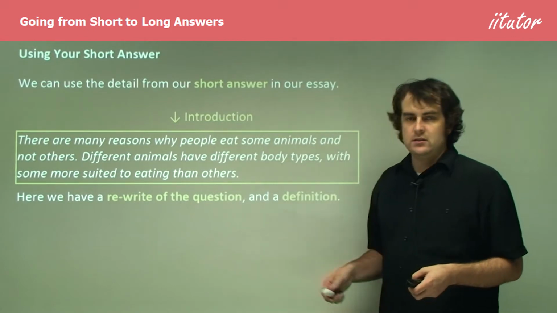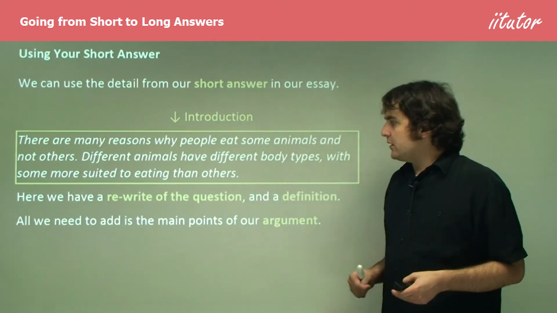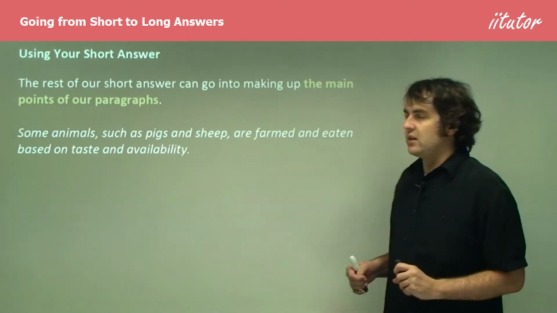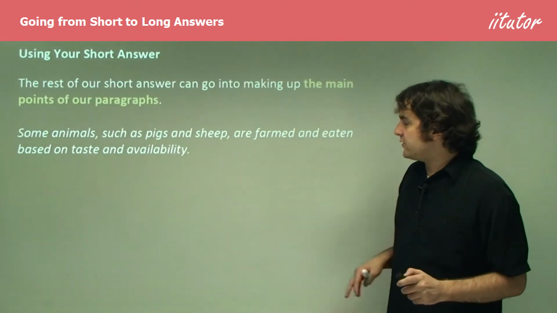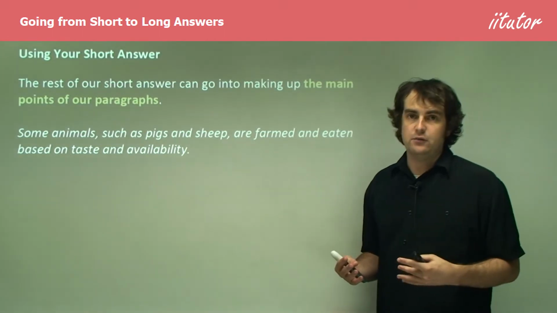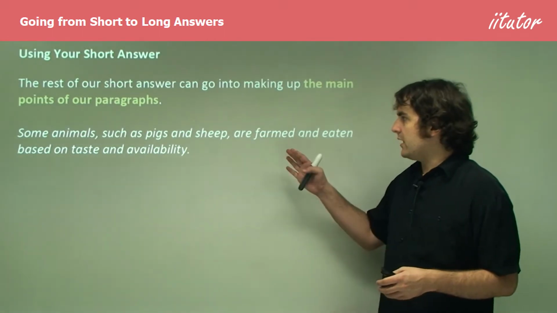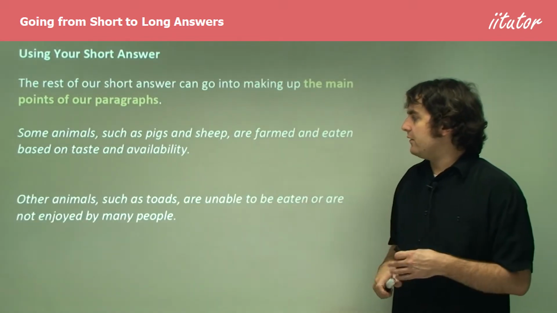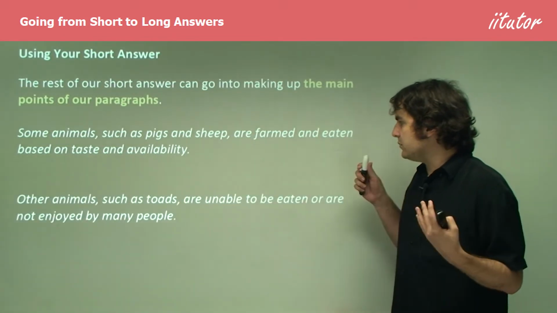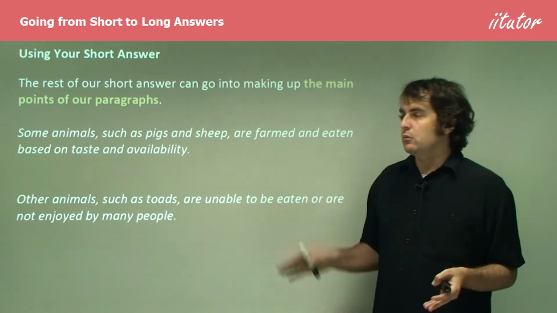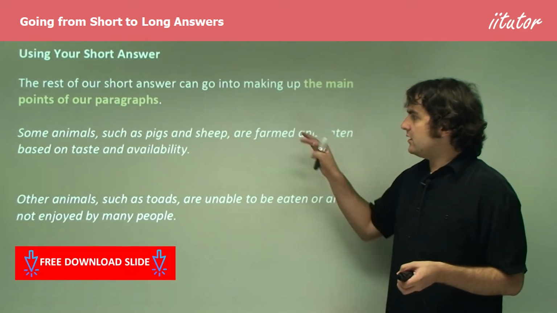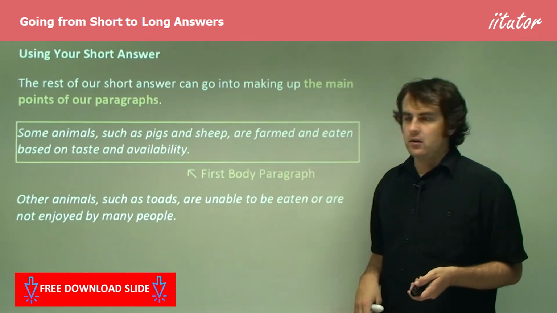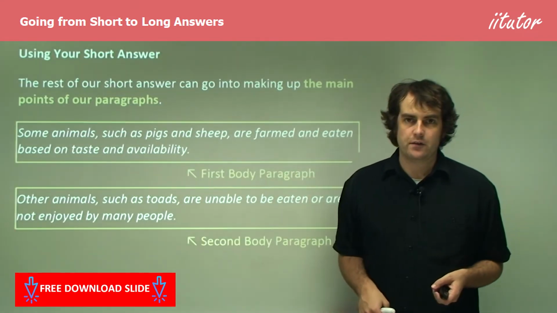So that means that we can save ourselves a bit of work there. Now all we need to do is add the main points of our argument. Speaking of which, let's actually focus on our argument. And we've got the first detail here from the last half of that short answer. So some animals such as pigs and sheep are farmed and eaten based on taste and availability. And the other one, other animals such as toads are unable to be eaten or enjoyed by many people. We've got those points. Now these are going to form our two main ideas. So our first body paragraph and our second body paragraph.